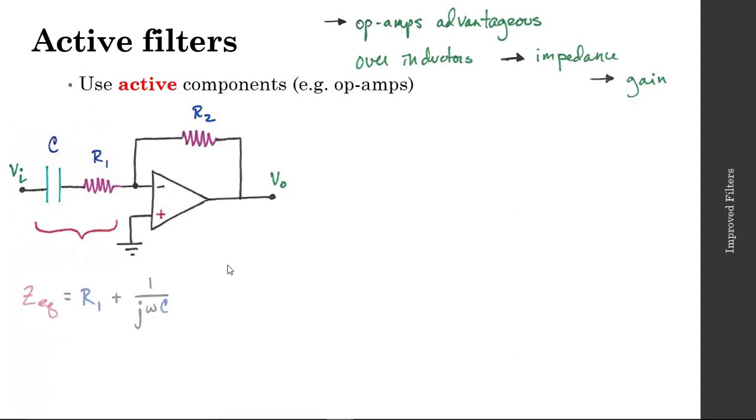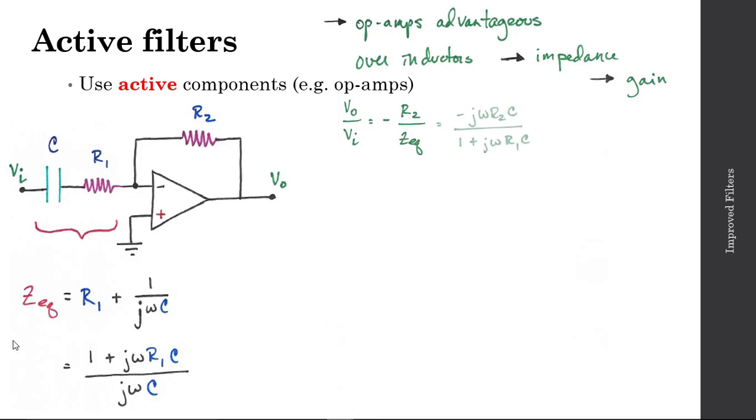So this capacitor and resistor are in series, so we can add their impedances together to get an equivalent impedance. So R1 plus 1 over J omega C. That'll be equivalent then to 1 plus J omega R1 C all over J omega C. Since this is an inverting operational amplifier, we can describe the ratio, the transfer function essentially, of our output divided by our input. That's going to be equal to minus R2, this resistor in the feedback path, divided by this equivalent impedance.